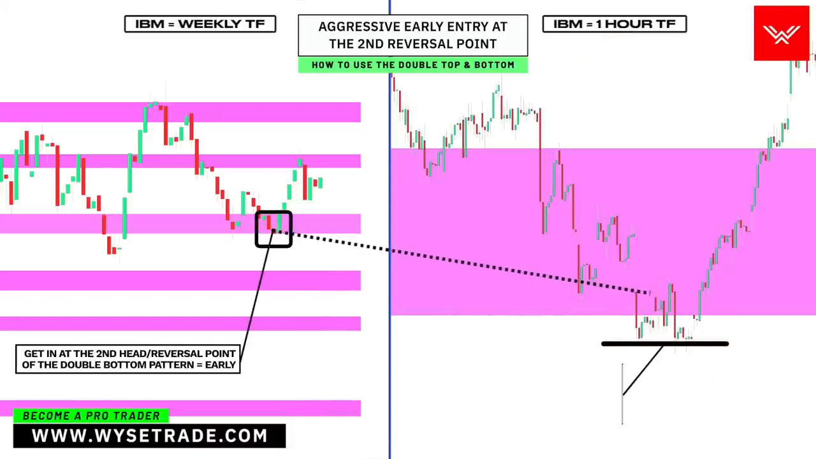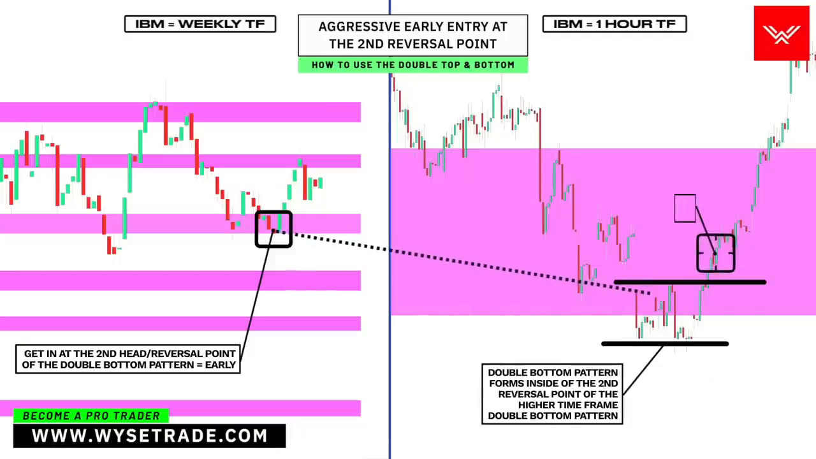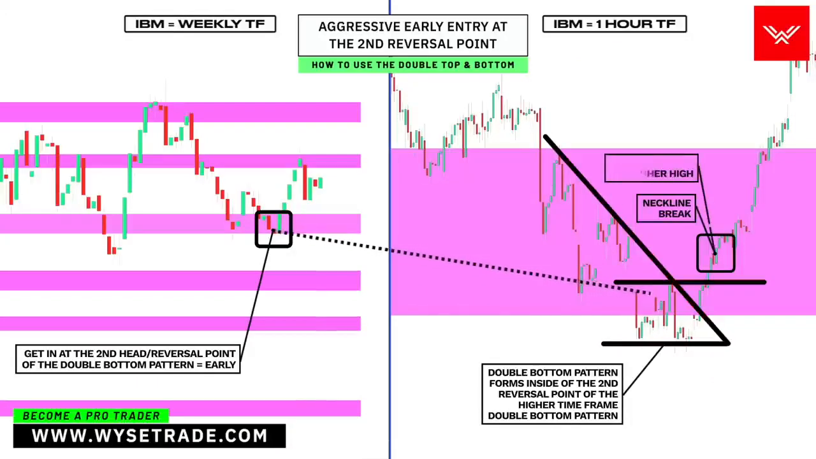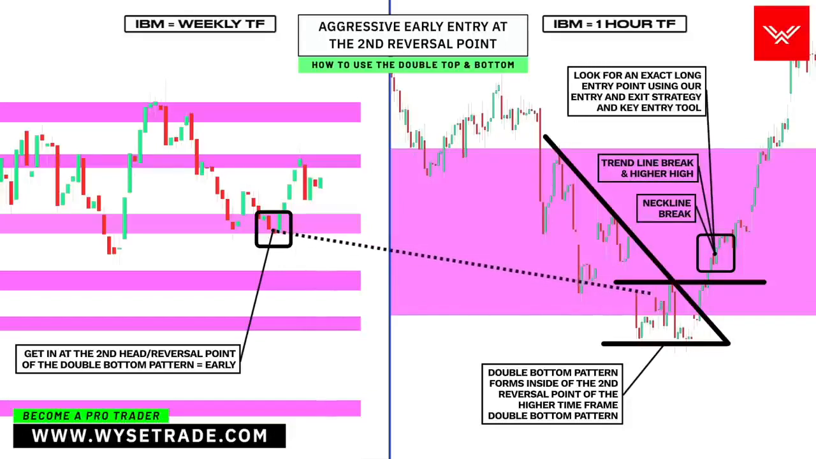You had a double bottom reversal pattern, a break of neckline, a break of trend line, and higher high, all of which shows trend change price action, and is when you would go to the even lower intraday timeframes to find an exact entry point using our entry and exit strategy.